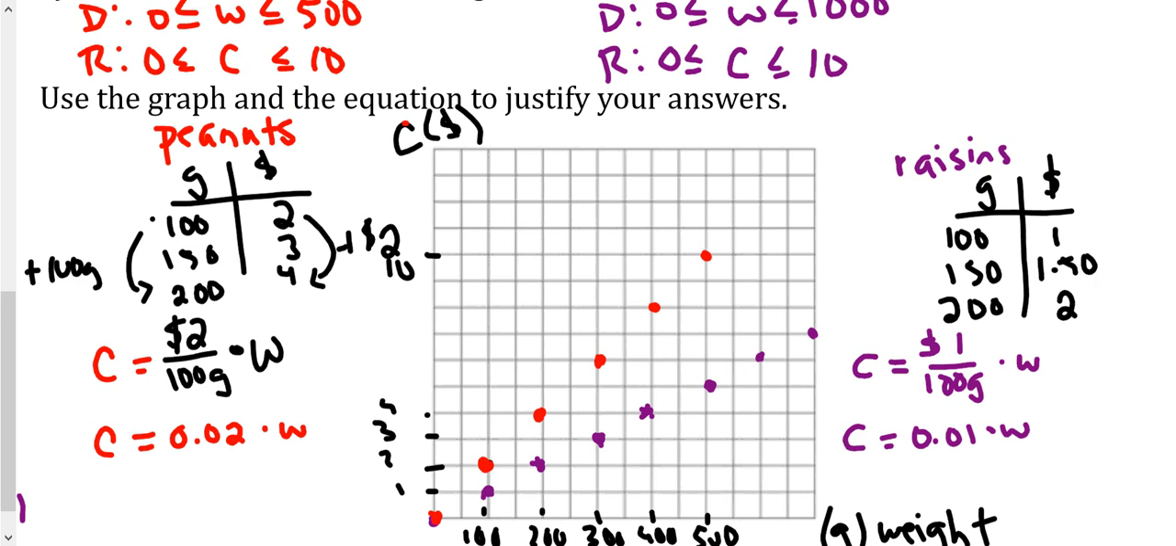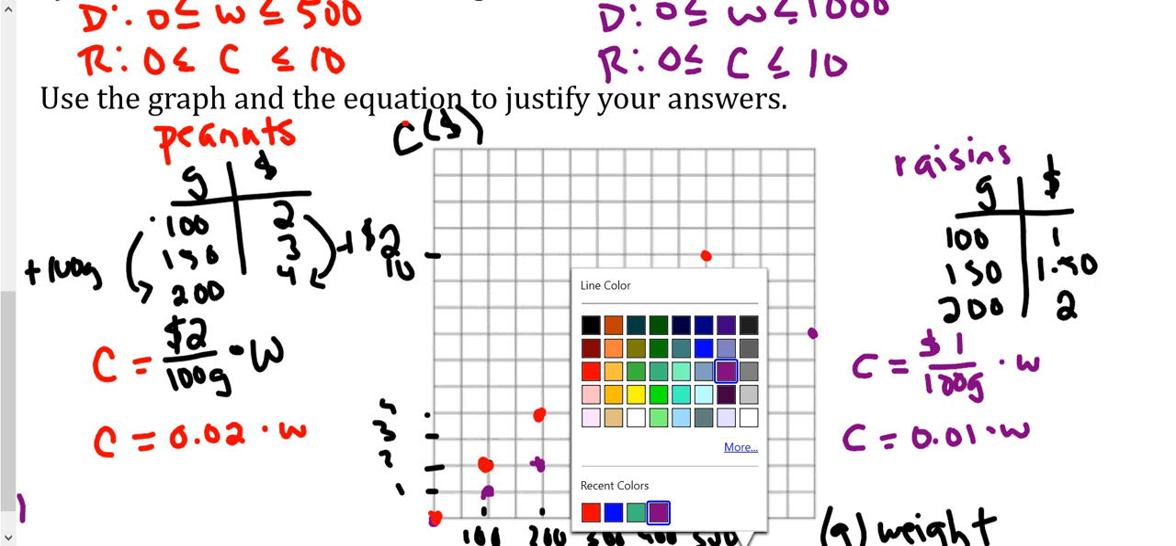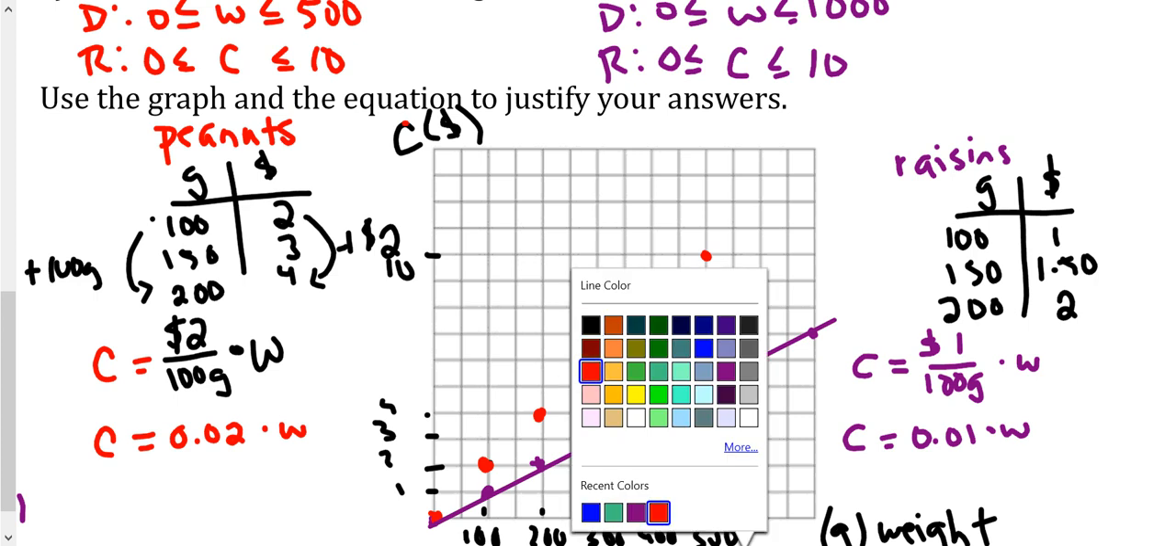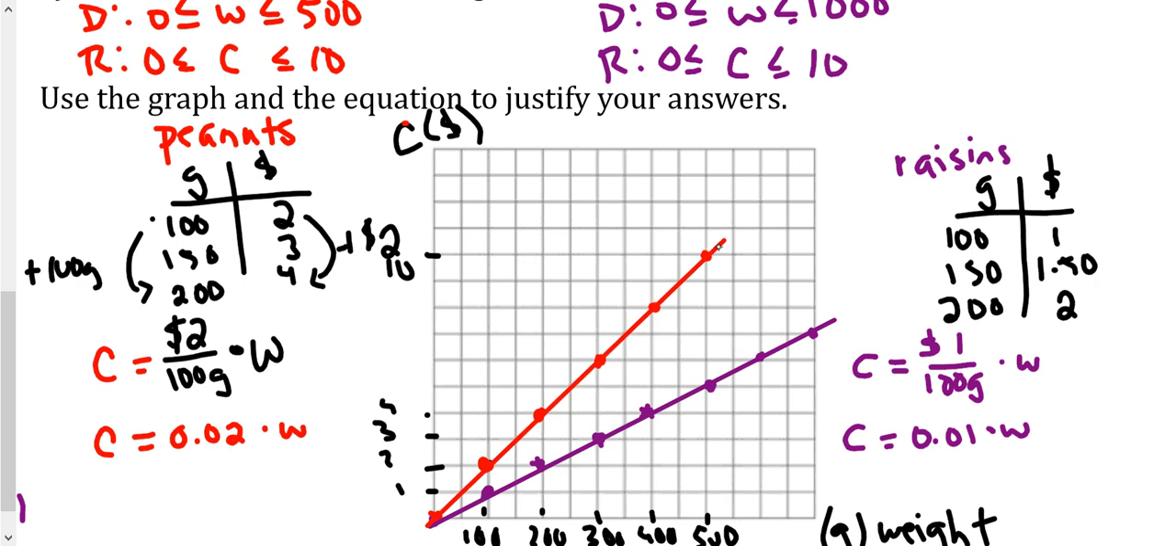And in this case, these lines are continuous because I can choose to buy any weight in between that I want. And I can choose to buy any weight of peanuts that I want. I could buy 450 grams. However, it is going to stop, and I should have adjusted my graph for this better. This is going to stop at 1,000 grams and $10 for raisins. And it does stop at 500 grams, $10 for peanuts.